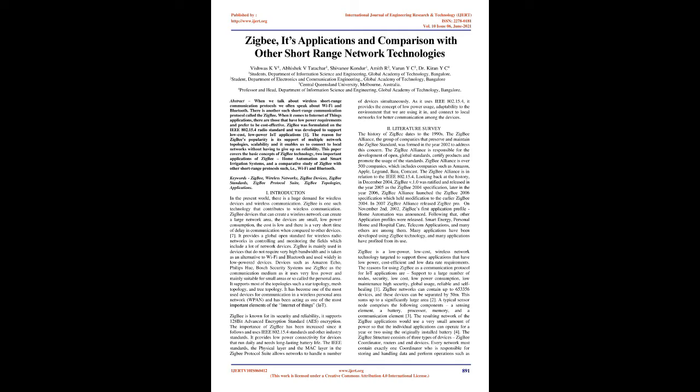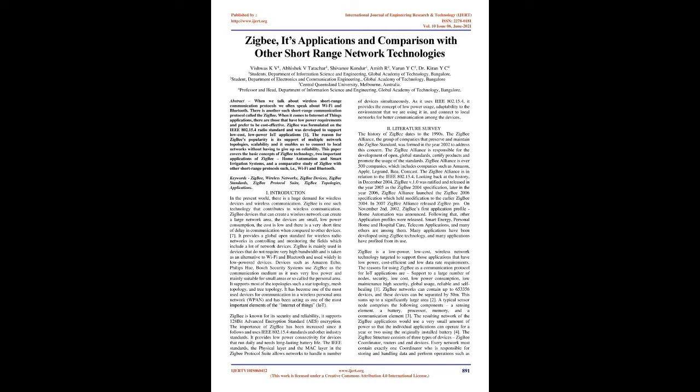Abstract. When we talk about wireless short-range communication protocols, we often speak about Wi-Fi and Bluetooth. There is another such short-range communication protocol called Zigbee. When it comes to Internet of Things applications, there are those that have low power requirements and prefer to be cost-effective. Zigbee was formulated on the IEEE 802.15.4 radio standard and was developed to support low-cost, low-power IoT applications.